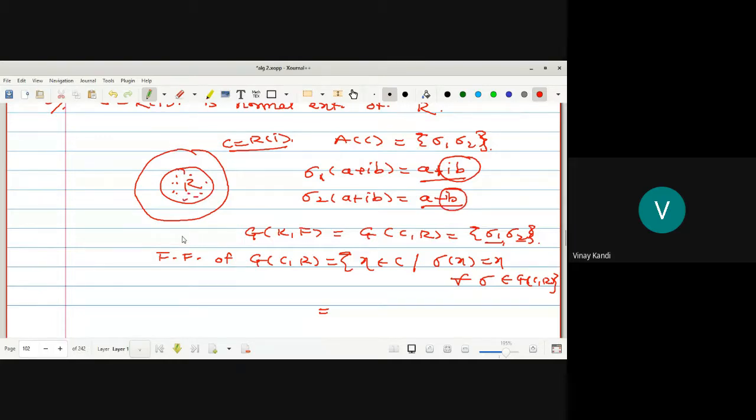And do they fix anything outside of that? No. Sigma 2 of A plus iB is equal to A minus iB. So this is R. Take the elements x in C such that sigma of x is equal to x for all sigma belonging to G(C/R). So that set is nothing but R. Now the fixed field of G is equal to what? R. Hence C is a normal extension of R.